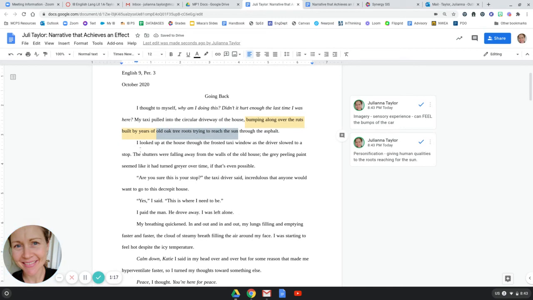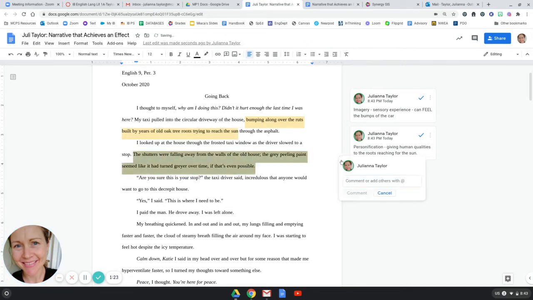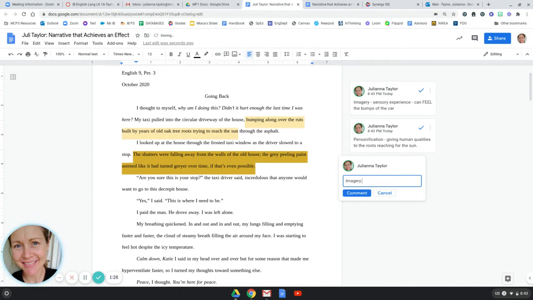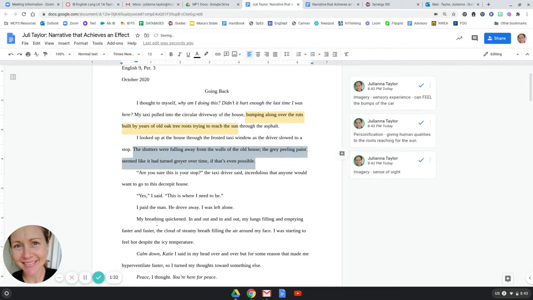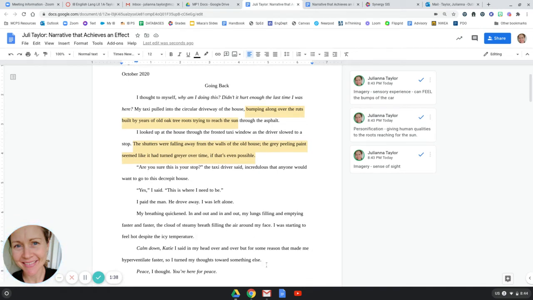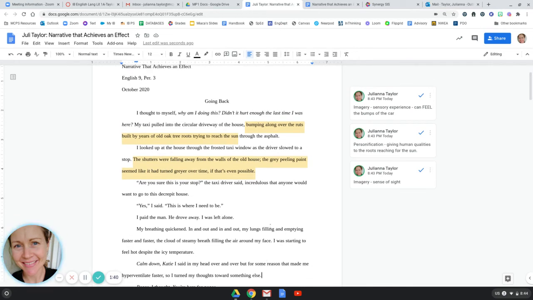In the second paragraph, I have additional examples of imagery. The shutters were falling away, the gray peeling paint. So this is going to appeal to the sense of sight, imagery. My breathing quickened, steamy breath. I was starting to feel hot despite the icy temperature. So again, I've got multiple examples of imagery throughout my story so far.